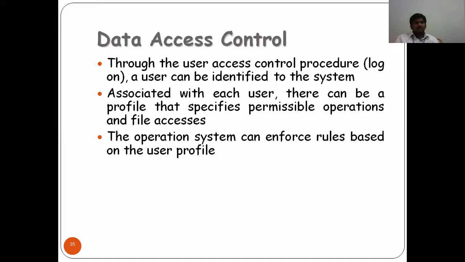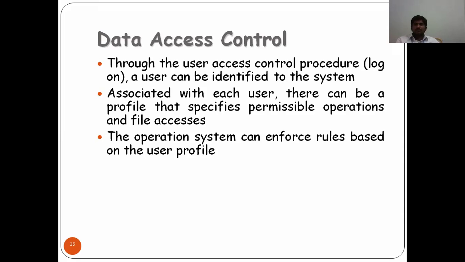Then another one is about data access control. Through the user access control procedure, there is a logon. The user can be identified to the system. If I am going to enter some system, I must authenticate. For example, I am going to log into my Gmail ID. I need to give my credentials such that I am identified by the system.